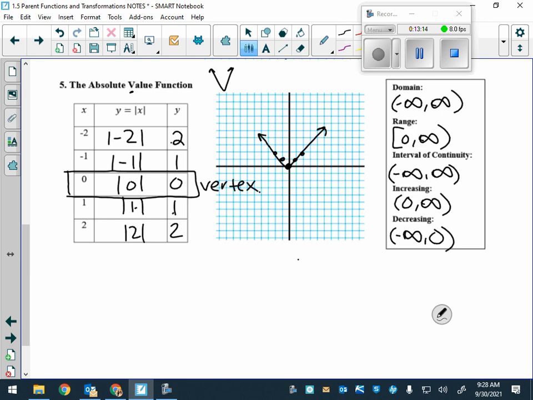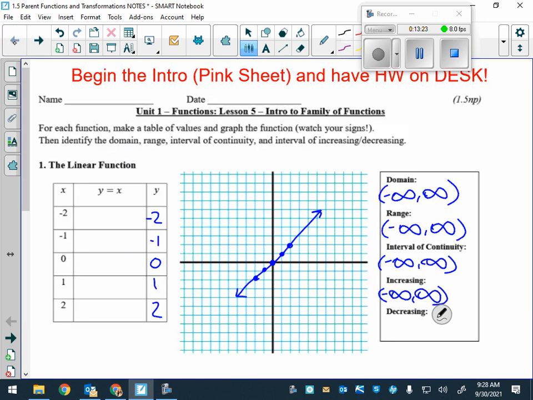Awesome. Okay. These five functions are called our parent functions. That's another term we use. These five functions are called our parent functions. These are what we're always referring back to, to start before we transform.